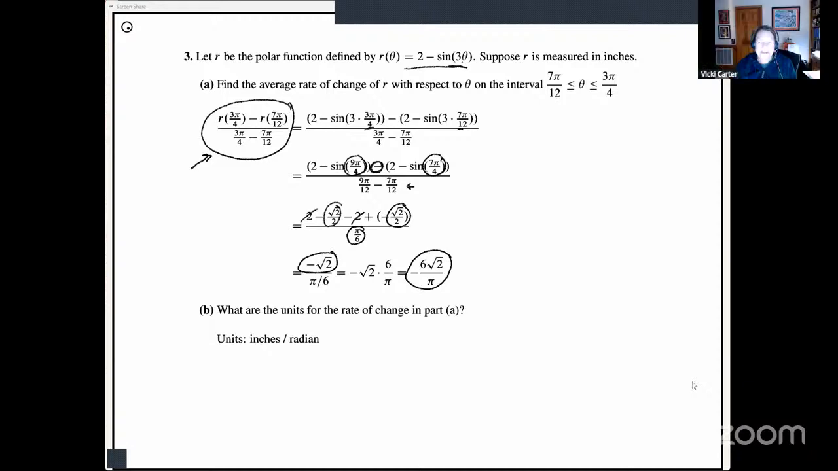Very good. So the units here, well, this is a rate of change. If I've got this correct here, I think it is inches per radian. It's kind of hard to think about, but r is changing. r is measured in inches. This is a rate of change with respect to theta. So I believe it is inches per radian.